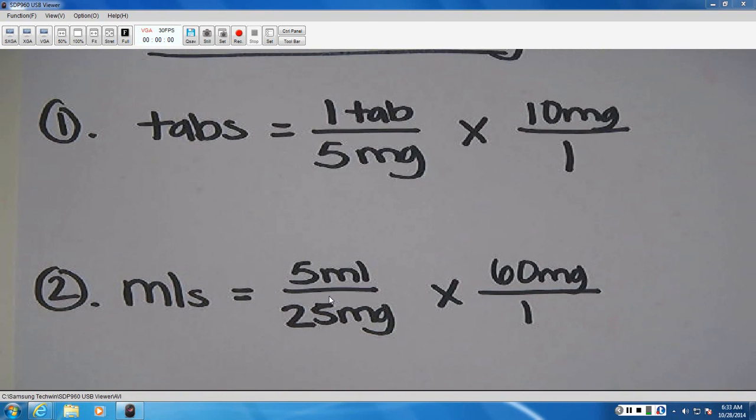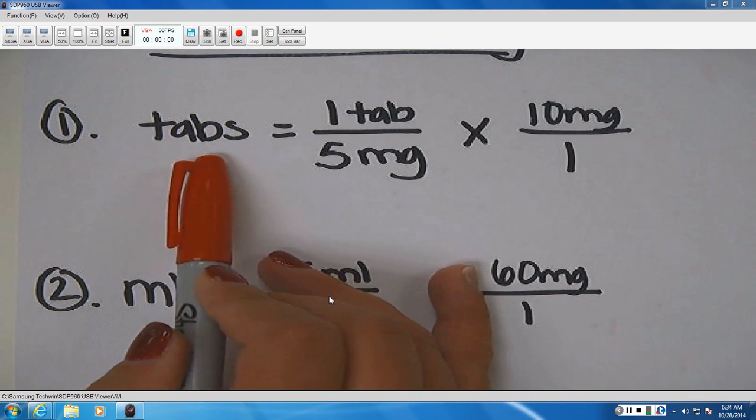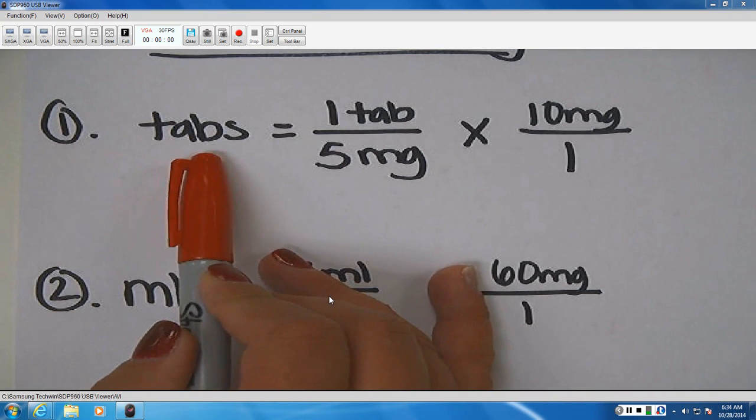When you're answering these questions, it's really important to first identify exactly what the question is asking, or what it is that you're solving for. So in this question, we are to identify how many tablets we want to administer. So we're solving for tablets, and here I have tablets written out, because that's what we're solving for.